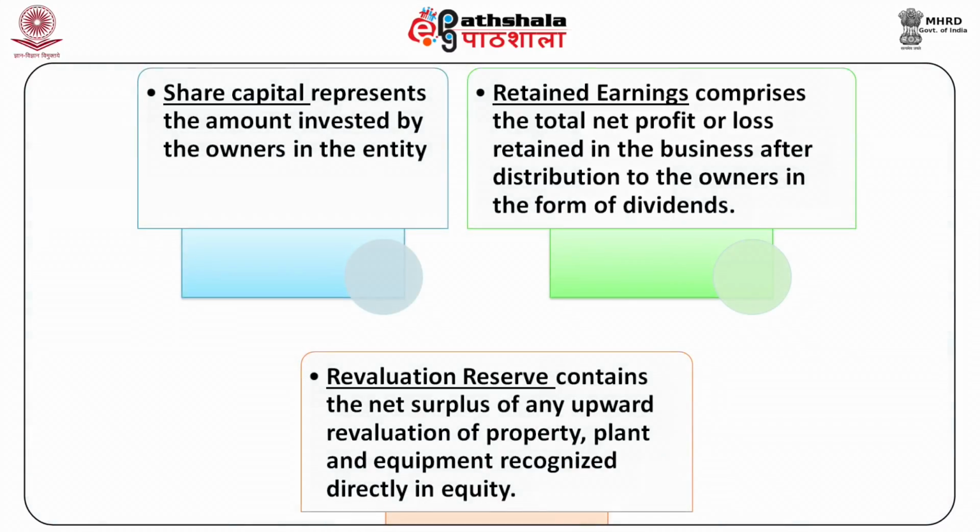Share capital represents the amount invested by the owners in the entity. Retained earnings comprises the total net profit or loss retained in the business after distribution to the owners in the form of dividends. Revaluation reserve contains the net surplus of any upward revaluation of property, plant and equipment recognized directly in equity. The balance sheet is structured in a manner that the total assets of an entity equal the sum of liabilities and equity.